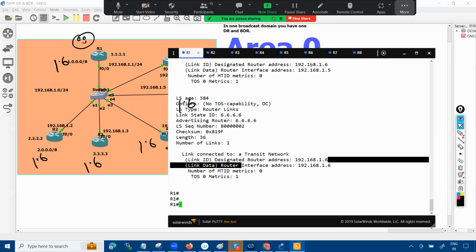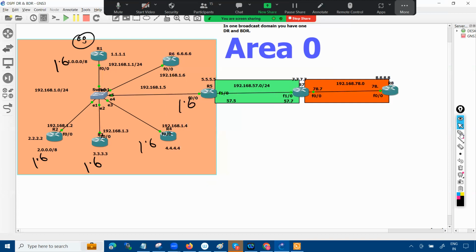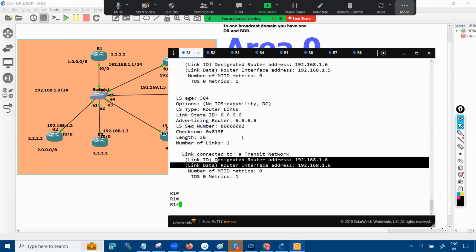So I can find that this is the DR router, and every router has the same DR. It means that all of them are part of the same broadcast domain right now. They have advertised only one link, which is why you see one transit network.